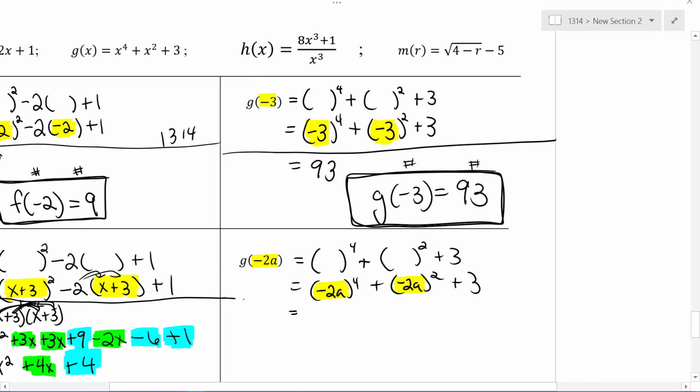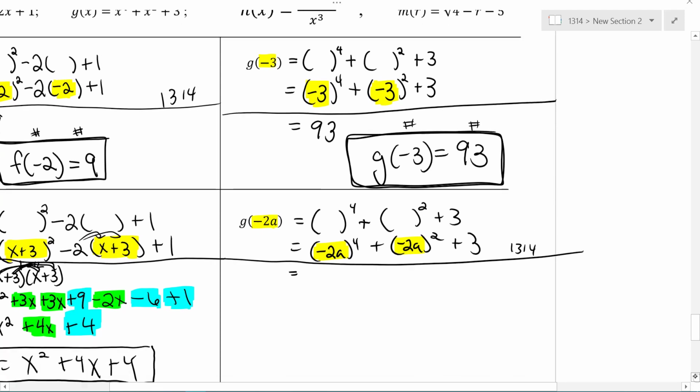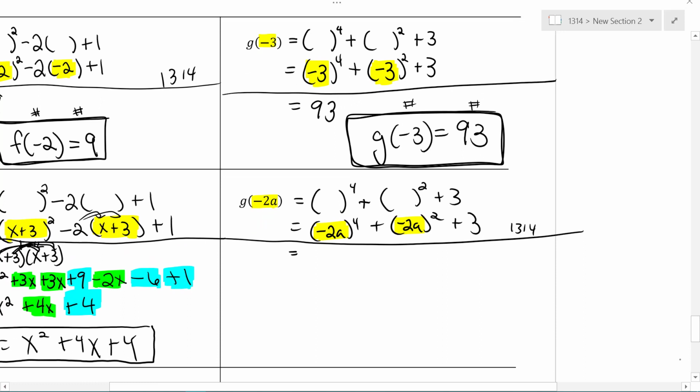Alright, so there's where the college algebra part actually ends. That's the new thing for college algebra. The rest of this is going to be your algebra skills, your pre-college algebra skills of working with order of operations. The first thing I have to do is anything inside the parentheses. Really nothing I can do inside because -2a, there's really nothing that can happen there.